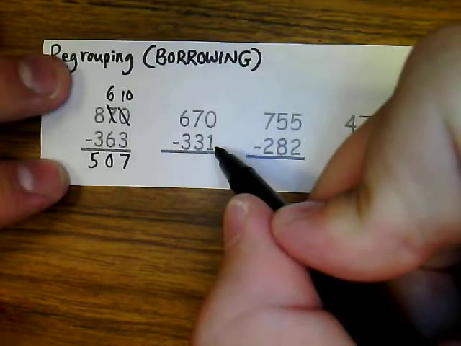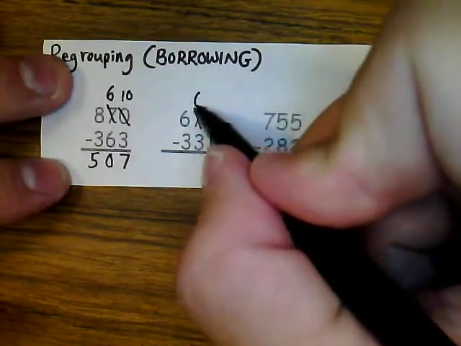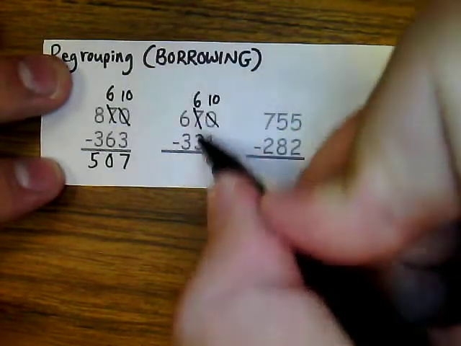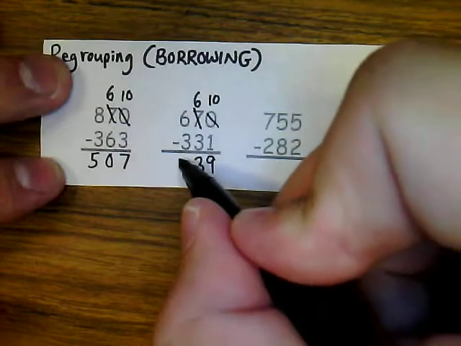You cannot subtract 1 from 0, so we borrow from the 7. The 7 becomes a 6. The 0 becomes a 10. 10 minus 1 equals 9. 6 minus 3 equals 3. 6 minus 3 equals 3.